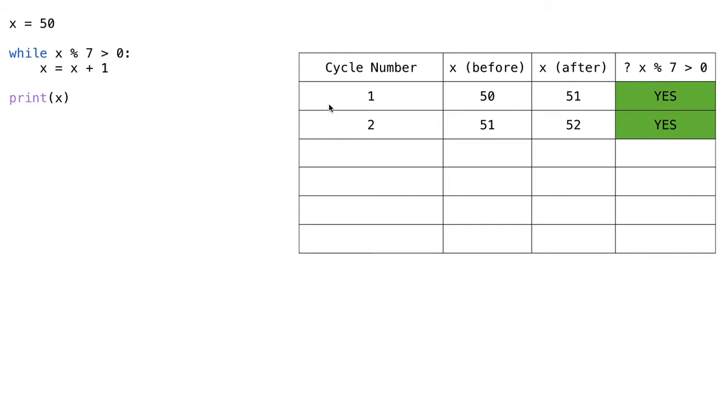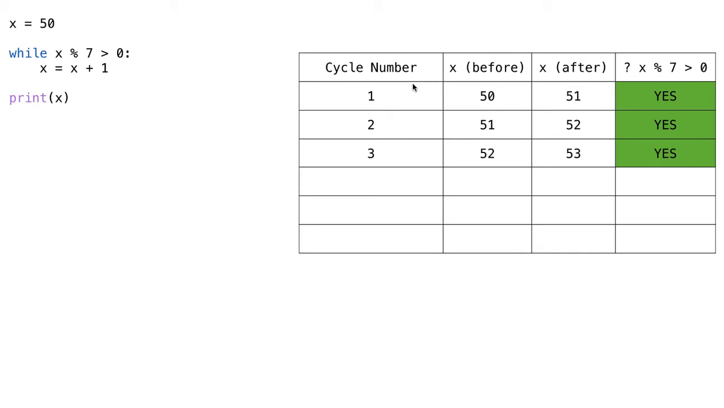And then we go to the third cycle, and the beginning value for this cycle is just what we ended with on the previous cycle, which is 52. We add 1 to x again to get 53, and we check this condition, 53 modulo 7, is that greater than 0? 53 modulo 7 gives us a result of 4, since that's the remainder in this division. 4 is greater than 0, so the condition is satisfied, therefore the loop will continue running.